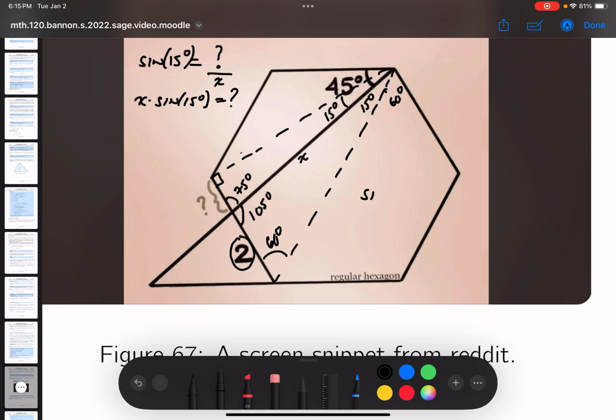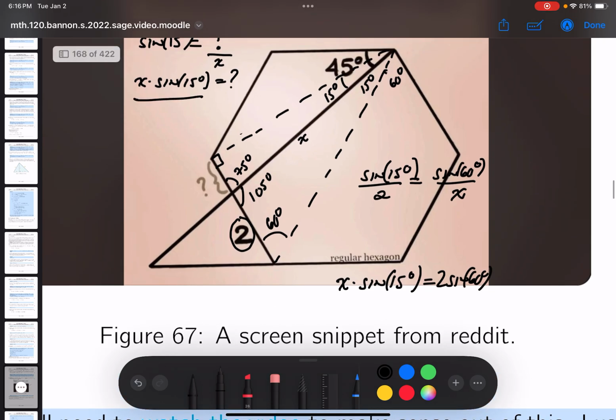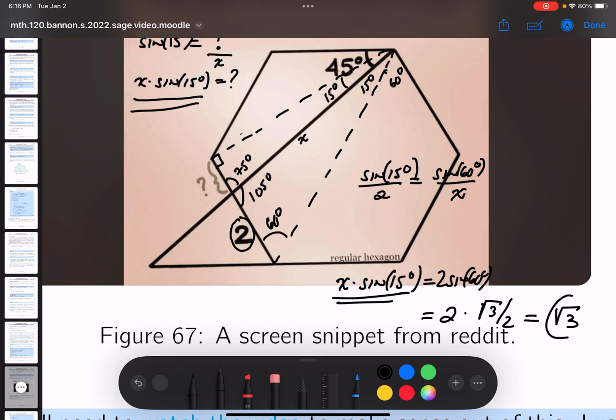So the sine of 15 degrees over 2, right? It's over 2. And then I'm going to say sine of 60 degrees over x. So I see something immediately. I see x times the sine of 15 degrees is equal to 2 sine of 60 degrees. And you know what? That's what I want. I want this. So what's it going to equal to? 2. The sine of 60 degrees, it should be known now, is root 3 over 2. So what do you get? Root 3. So the answer is root 3.